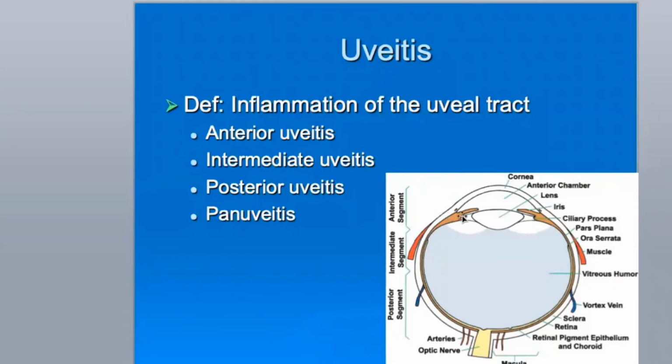Let's say the inflammation occurs on the iris, because you have to remember everything is actually connected from the front to the back. If inflammation occurs at the iris level, then you call it anterior uveitis. If it occurs here, we call it intermediate uveitis. If it occurs at the back, we call it posterior uveitis. If it occurs from anterior to the back, we call it panuveitis. But for your level, if you know a bit about anterior uveitis and posterior uveitis, that's enough. Intermediate, you don't need to know that much.